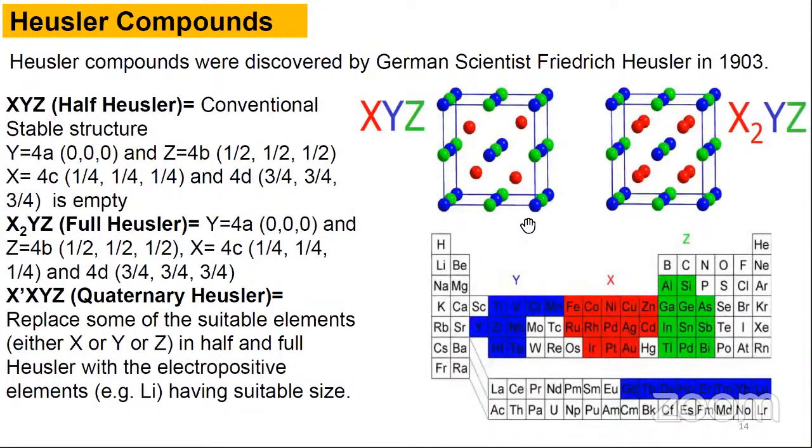Here the X site is occupied by a transition element, alkali metals or rare earth metals, the Y site is occupied by a transition metal, and the Z site is occupied by main group elements of group 13 to 16. In the half Heusler compound, one position is empty. You can put another element in this empty space, and it becomes a full Heusler compound. In the quaternary Heusler compound, we replace some of the suitable elements, either X, Y or Z, in the half or full Heusler with an electropositive element having a suitable size, and it becomes a quaternary Heusler compound.